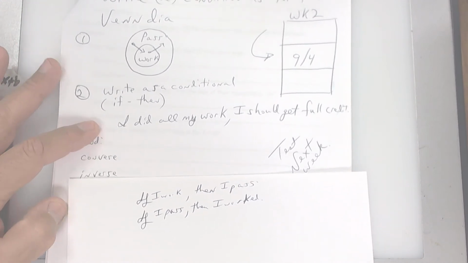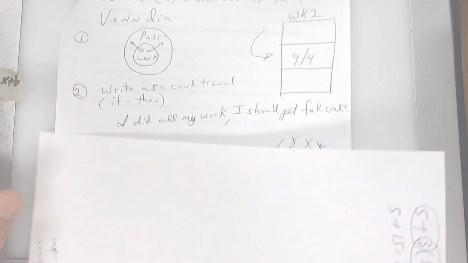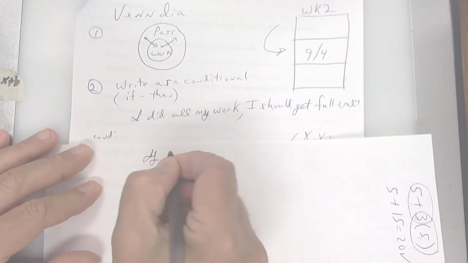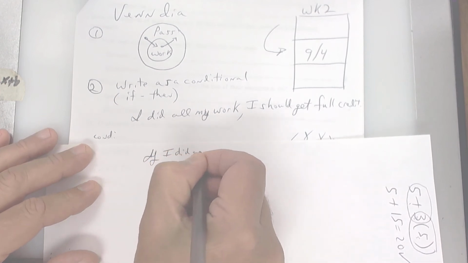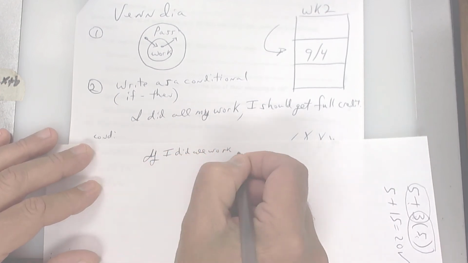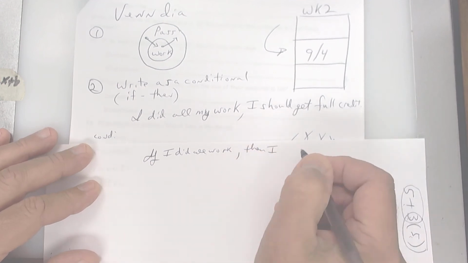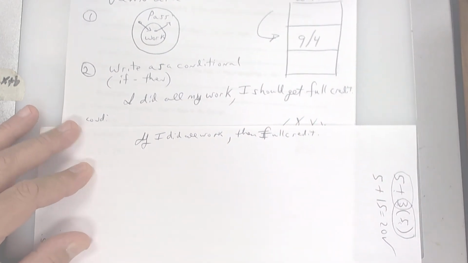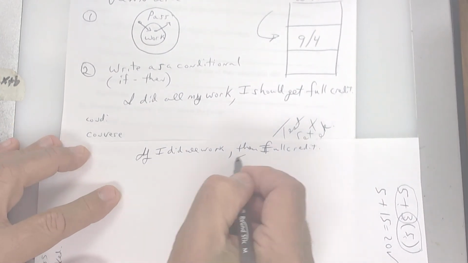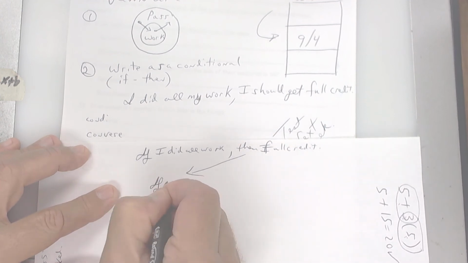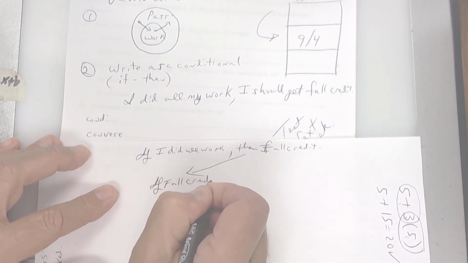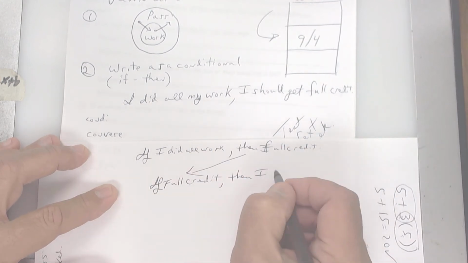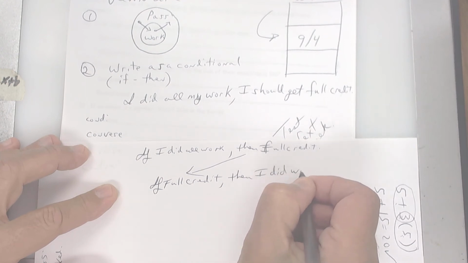All right, here it says, I did all my work. I should get full credit. So a conditional would be, if I did all my work, then I get full credit. Okay, you can write it all the way out. The converse, you switch. If I get full credit, then I did my work.